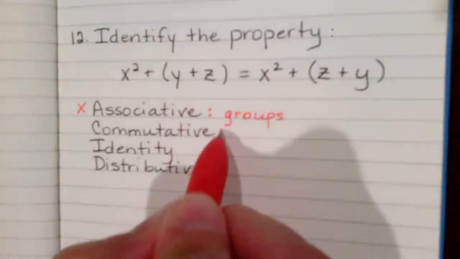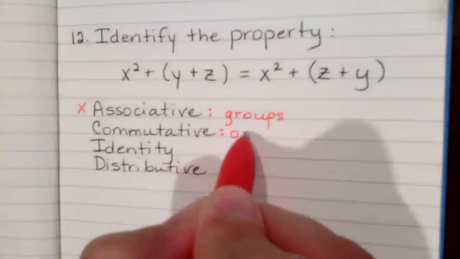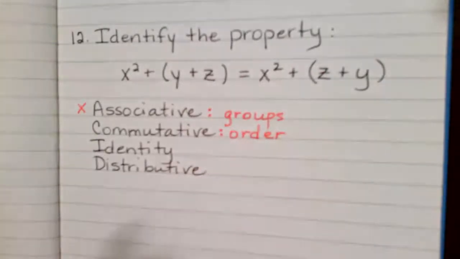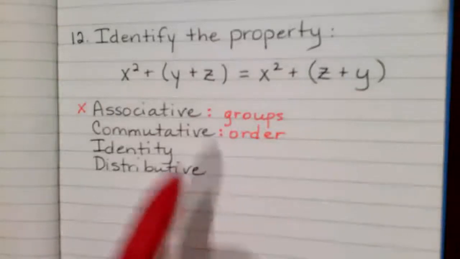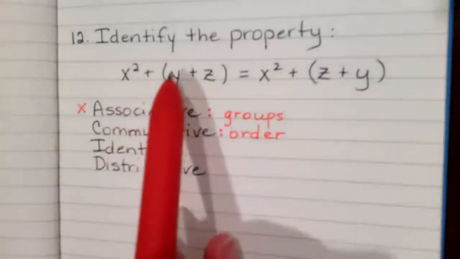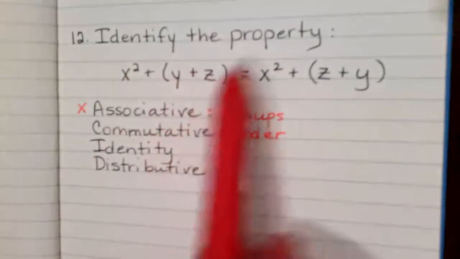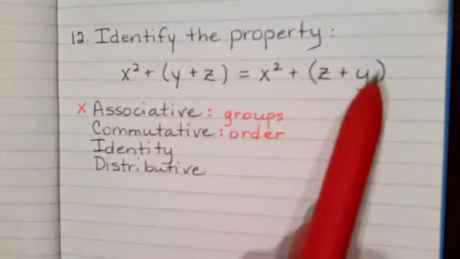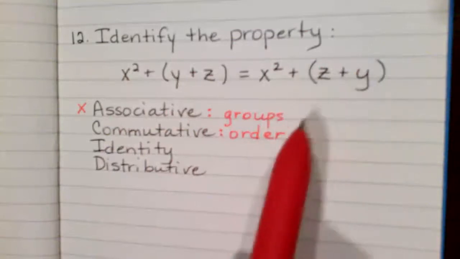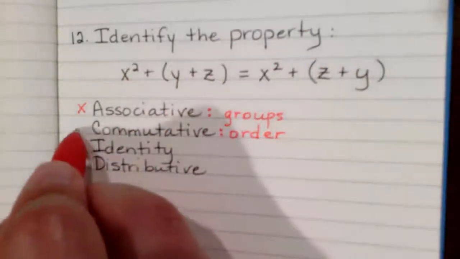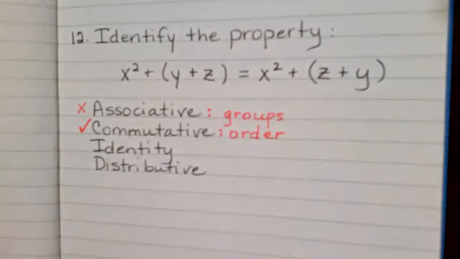Look at the commutative property. I want you to think of the word order. So when we look at the commutative property, the order can change. So notice inside of our group, we had y and then z, but over here we have z and then y. We changed the order, and that's why this is the commutative property.